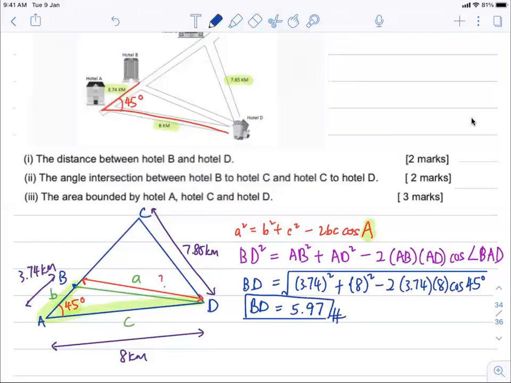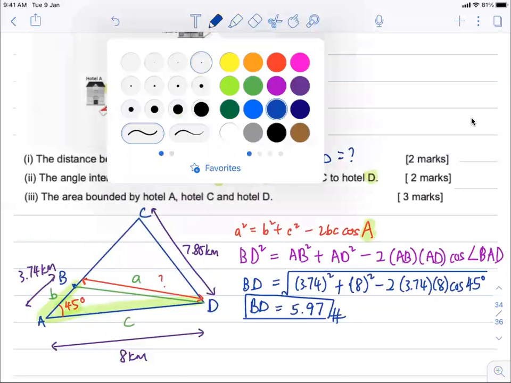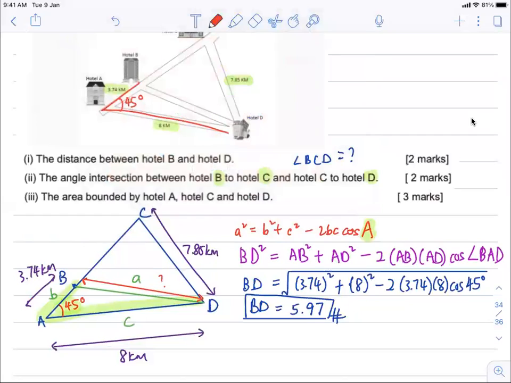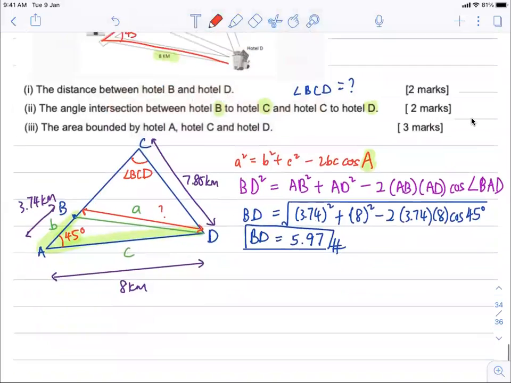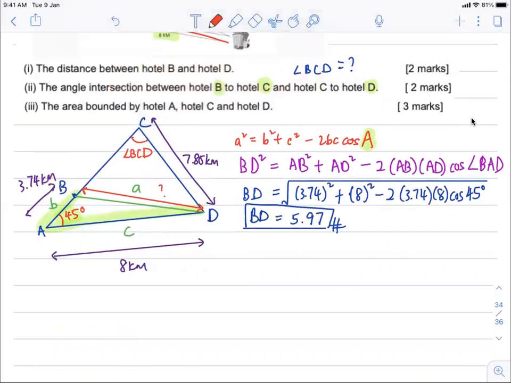Okay, now let us move on to part 2. So part 2 wants us to find the angle of intersection between hotel B to C to D. So basically they want us to find angle BCD. The angle BCD is this one. So how do we find this? We can use this formula.